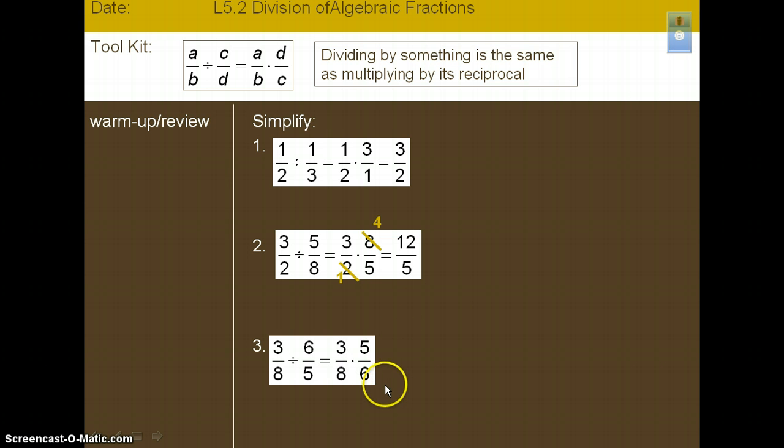In number 3, 3/8 divided by 6/5. Go ahead and write that out as a multiplication. We'll be multiplying by 5/6. Before we multiply, 3 and 6 both have a factor of 3 times. 3 is 3 times 1, and 6 is 3 times 2. So we'll leave behind a 1 and a 2. Leaving us with 1 times 5, 5, 8 times 2, 16, 5/16.